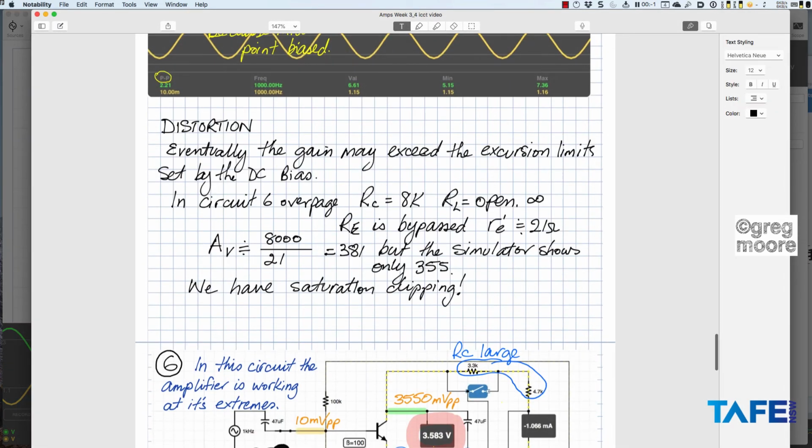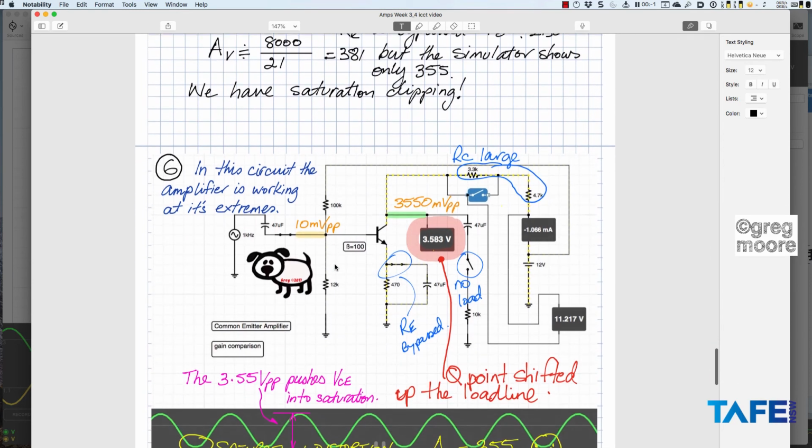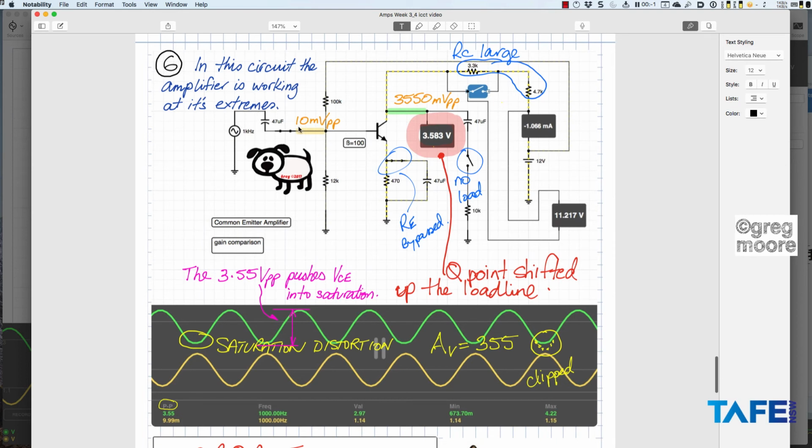Okay. Like I said, the simulator gave me 355. The maths give me 381. What's happened? We in fact have saturation clipping there. So, in this circuit, the amplifier is really working at its extremes. There's my large 3550 millivolts peak to peak on the collector, 10 millivolts peak to peak on the base, a huge gain, but look, I've drawn the rest of the waveform here, dot, dot, dot, dot, dot.